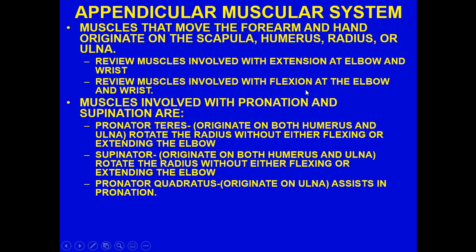We also have to keep in mind the muscles involved with pronation and supination. That's that unique capability of rolling the hand as it rolls the ulna and the radius over each other. The muscles that play a role there are the pronator teres, which originates on both the humerus and the ulna, rotating the radius without either flexing or extending the elbow. The supinator originates on both the humerus and the ulna, and rotates the radius without either flexing or extending the elbow. We also have the pronator quadratus, which originates on the ulna and assists in pronation.